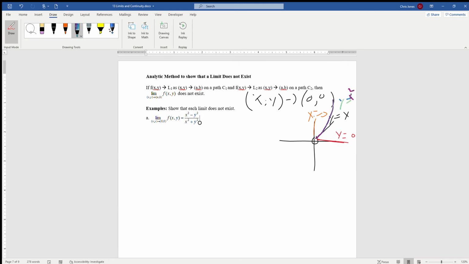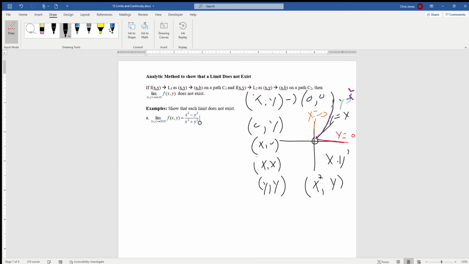Usually what I suggest to students is to start with some of the easier paths. Some of the easier paths are (0, y), (x, 0), (x, x), (y, y), or even x squared y or x y squared. And what we're going to do is show that the limit doesn't exist by approaching (0, 0) from different directions.